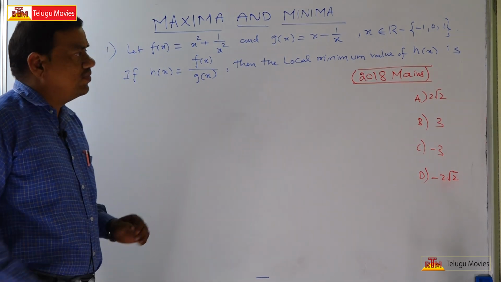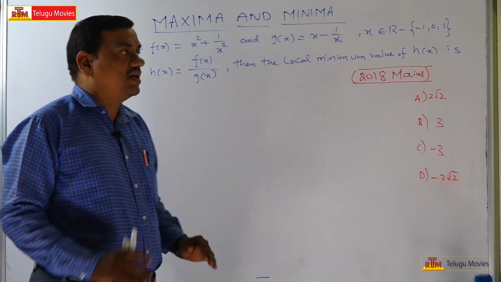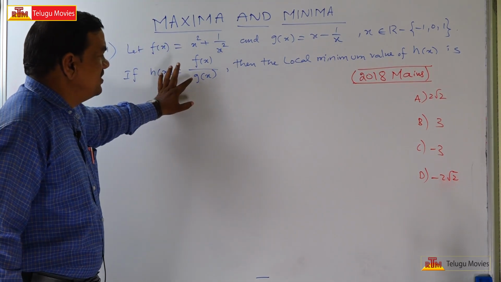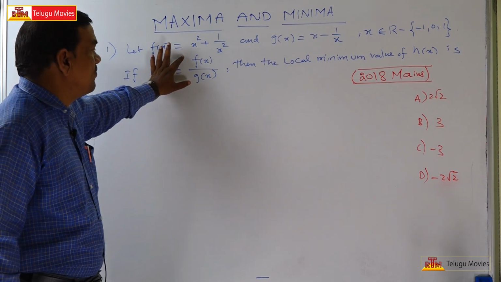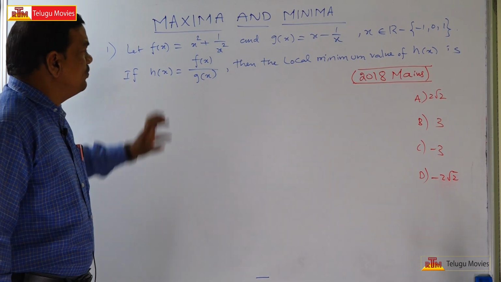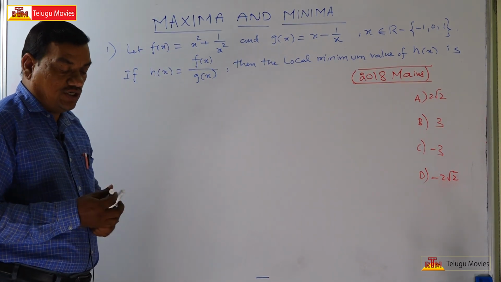Let us check the problem. The question is very clear. Why? Because f of x is given, g of x is given, and h of x is also a rational function, that is f of x by g of x. Then we have to find out the local minimum value. Okay, let us proceed with the problem.